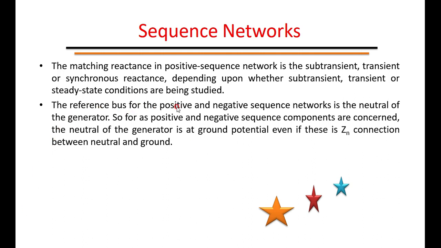The reference bus for positive and negative sequence networks is the neutral of the generator. That is, the neutral of the generator is the reference point. So far as the positive and negative sequence components are concerned, the neutral of the generator is at ground potential, even if this ZL is connected between the neutral and the ground. That is, while drawing the positive and negative sequence diagrams, our reference should be ground. It is at a ground potential.